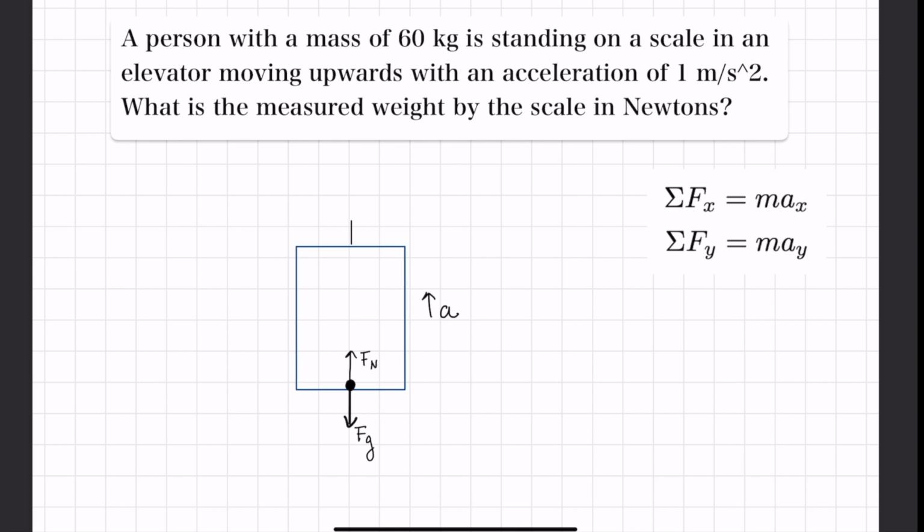Okay, so let's go ahead and go through a quick elevator problem so that way we could see some of the math in action. A person with a mass of 60 kilograms is standing on a scale in an elevator moving upwards at an acceleration of 1 meter per second squared. What is the measured weight by the scale in newtons?